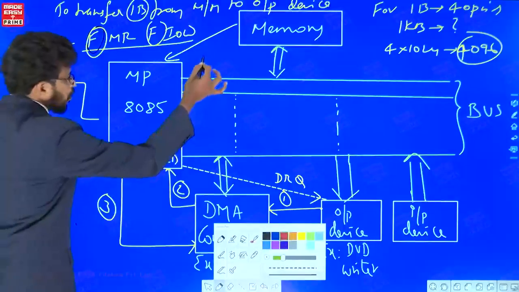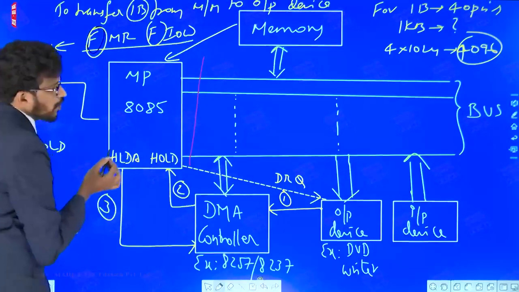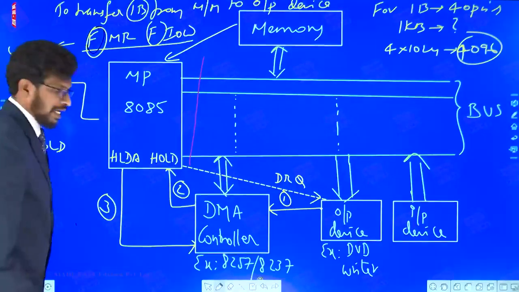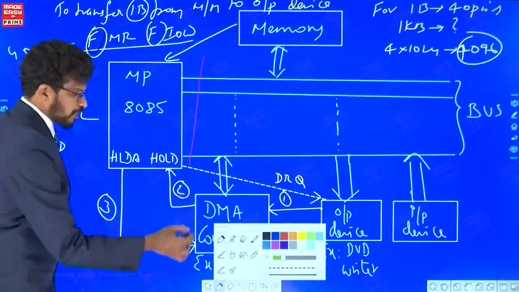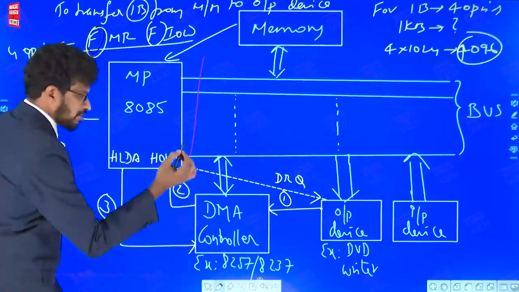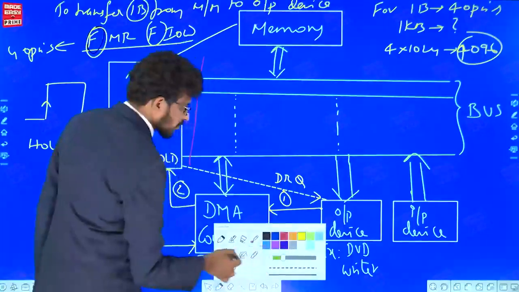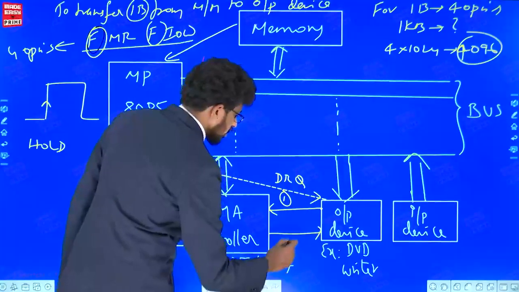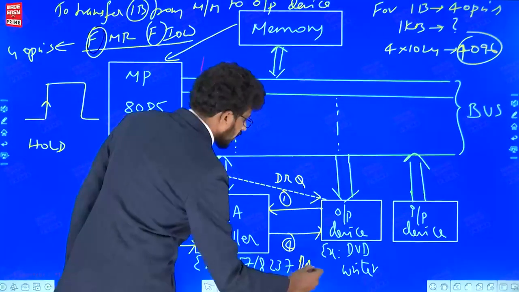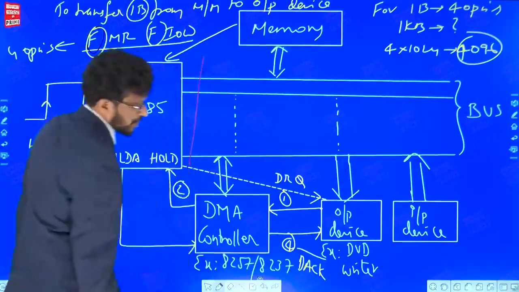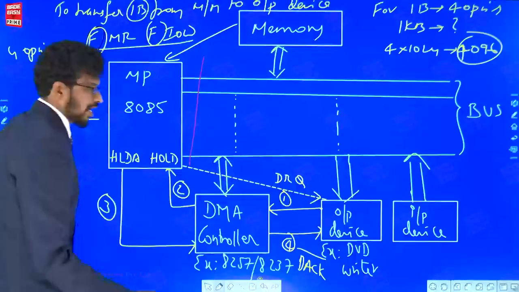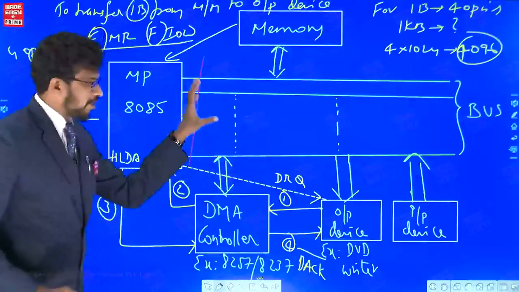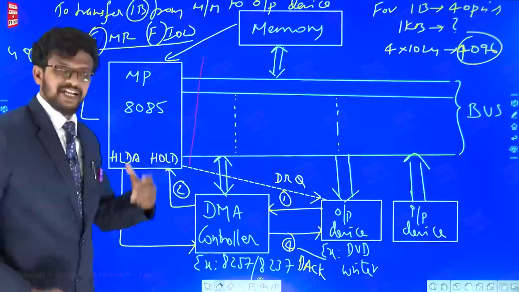I am no more going to use the buses. Now you are the master of the buses. It is giving the permission to the DMA controller. And hence, as the DMA controller got the permission of buses, it is also informing the device that I got the permission. And that signal is called as DACK, DMA acknowledgement. After this sequence, whatever the buses are present, all these buses are under the control of DMA controller.